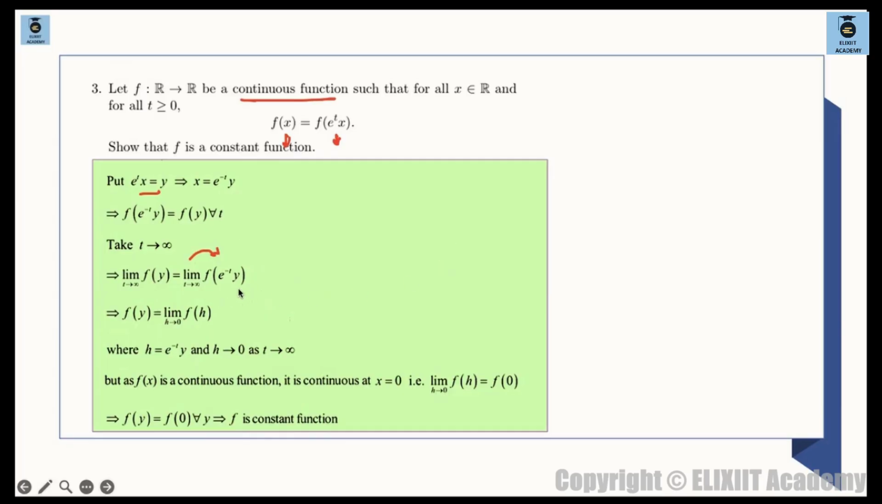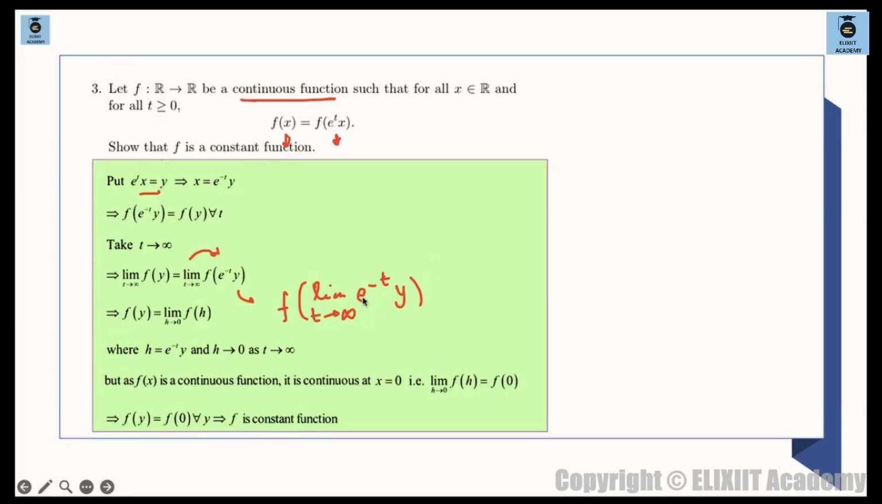ठीक है, t tends to infinity. Next step में you can take this limit inside this function. Limit t tends to infinity of e raised to the power of minus t times y. Why can we do this thing? Because f is continuous. You can take the limit inside the function only if the outermost function is continuous. Composite function में you can take limits inside only if the outermost function is continuous.